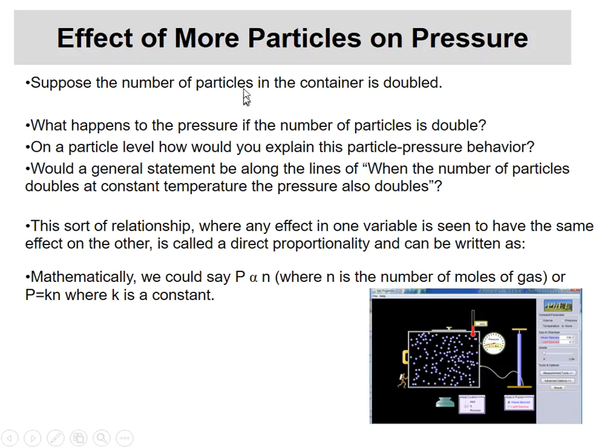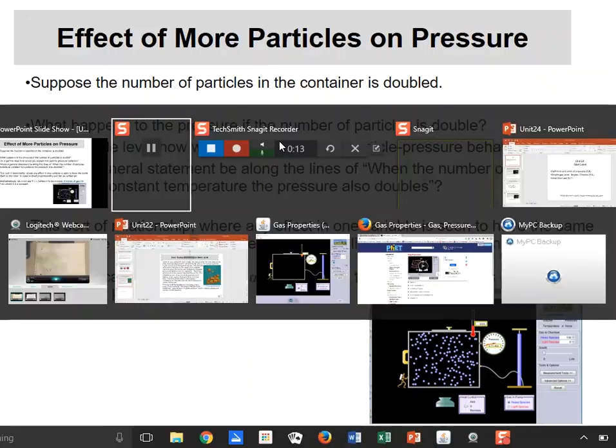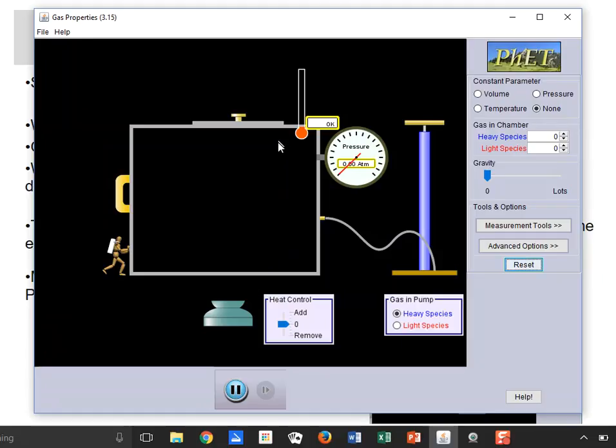And the first thing we're going to look at is what is the effect of more particles on the pressure. So let me pull up a simulation and give you an idea of what we can do here. And here's the simulation itself. In the simulation, you have a gas pump, which you can use to put particles into that container. You have a pressure gauge to tell us the pressure in atmospheres, a thermometer to tell us the temperature in Kelvin, and then you've got a little scuba guy here that can push the volume in and out and change the volume.